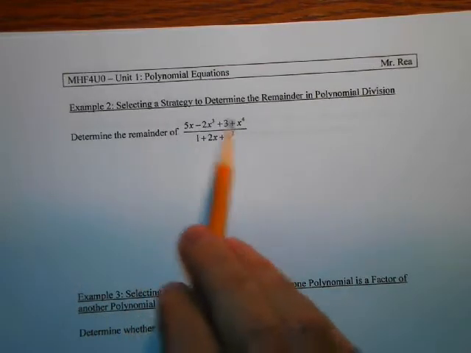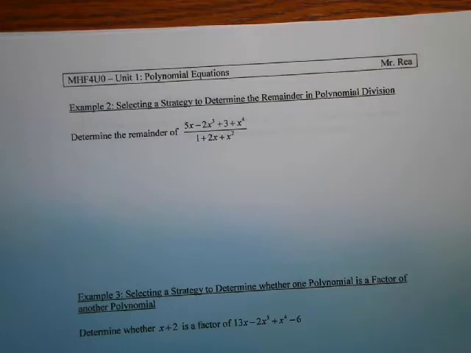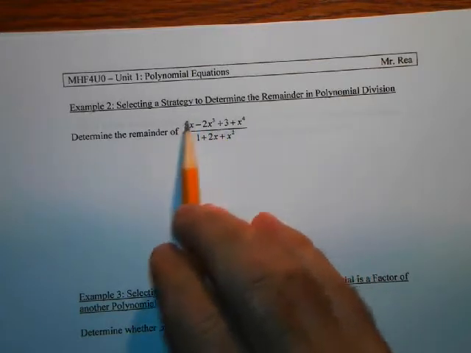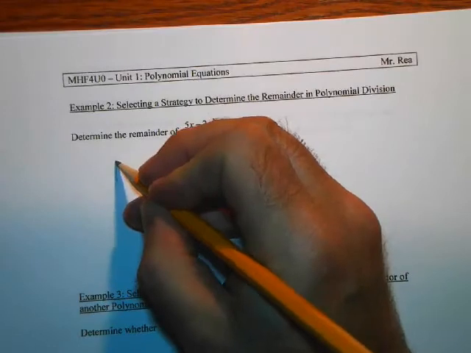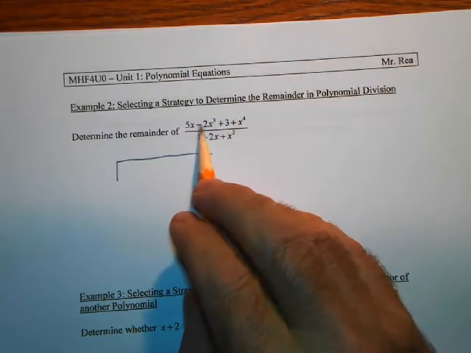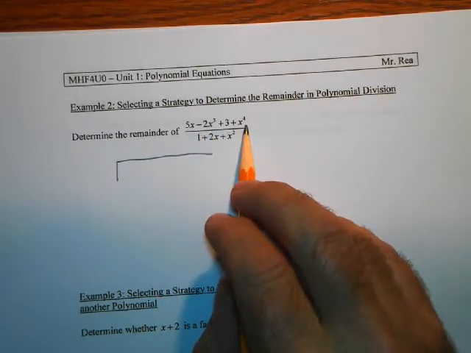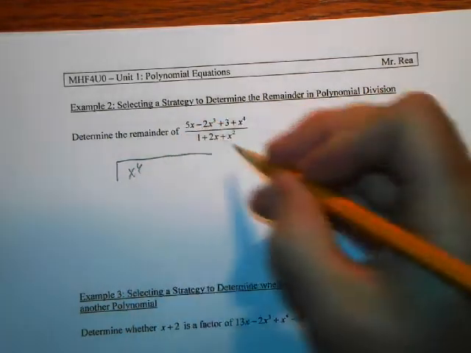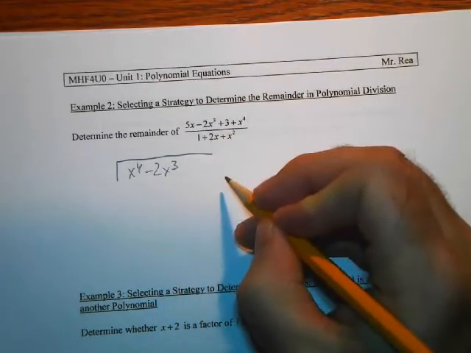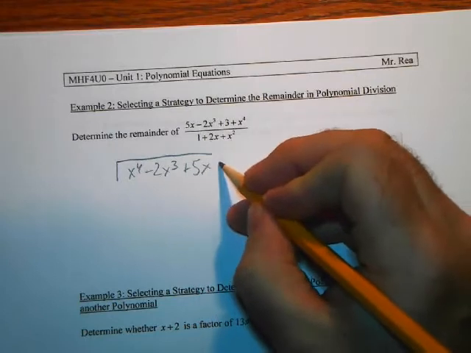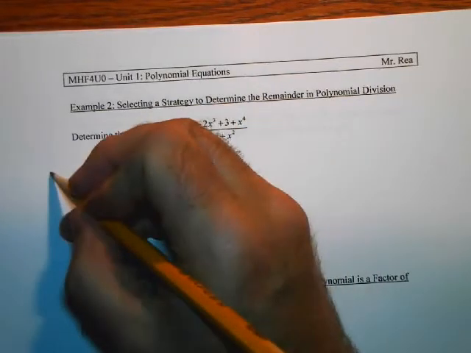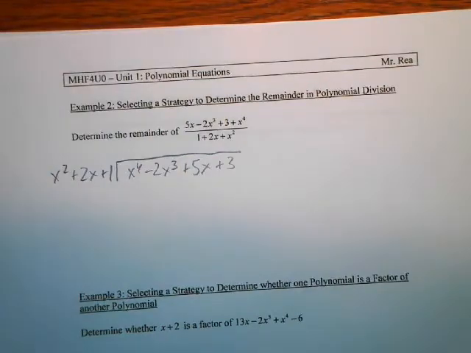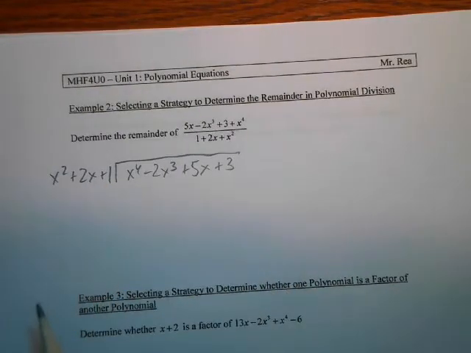So determine the remainder of this. So that's basically saying, do the long division, and I just want to know the remainder. So this is the dividend. So this is what we start with. Now you notice this one is, like I was saying before, not in the correct descending order based on degree, and neither is this. So we have to correct that. So look for the highest degree term, that's x to the fourth minus 2x cubed plus 5x plus 3. And we're dividing by x squared. This time it's a trinomial we're dividing by.